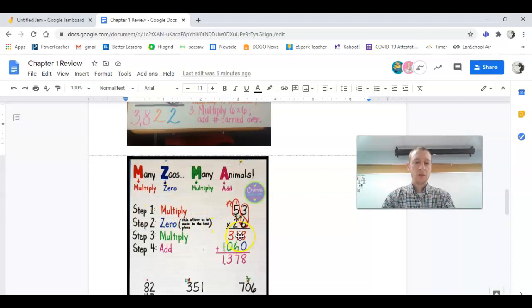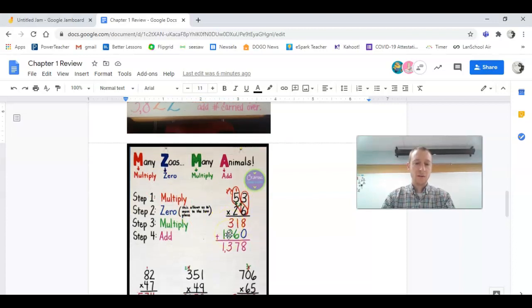Multiply, right? Multiply your 1, 6 times 3, 6 times 5 equals 318. Zoos, add that 0. Then we're going to multiply by the tens place. 2 times 3, 2 times 5 equals 106. And then final last step, add them together.